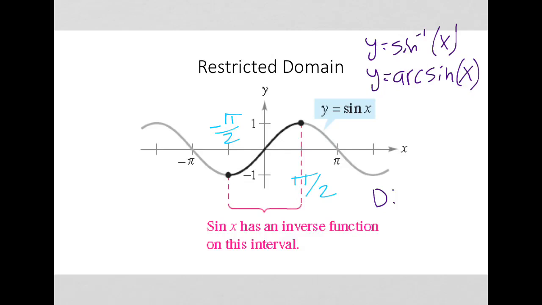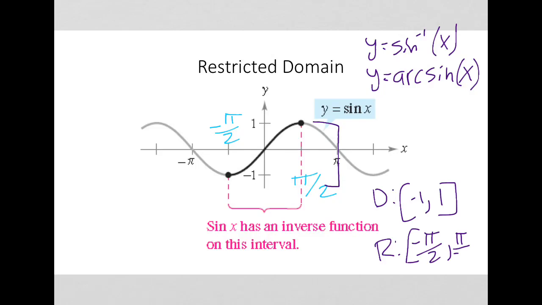Well, the domain is going to be the range of the sine function. And the range of the sine function, remember range is y values, the range here goes from -1 up to +1. And then if we want the range of the inverse function, we need to think of the domain of this original function, which we have restricted to -pi/2 and pi over 2. This has some implications that are important to think about.